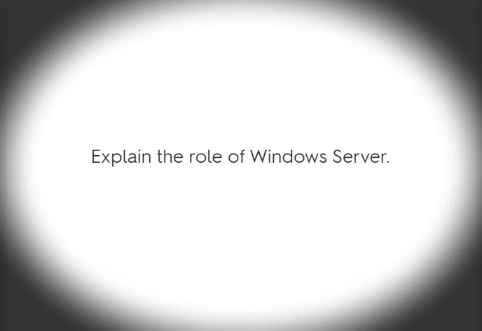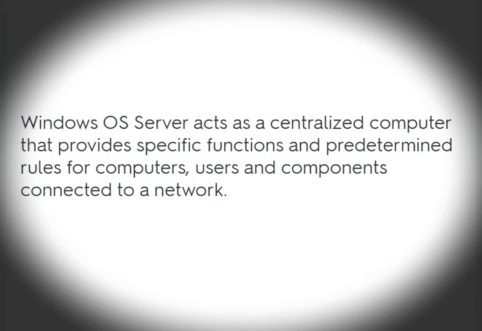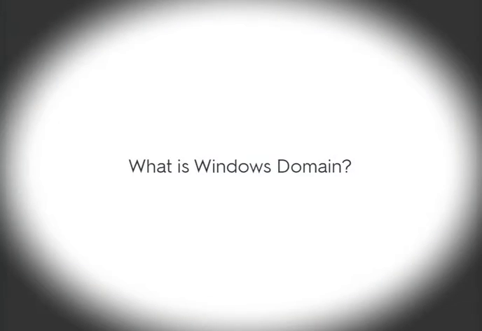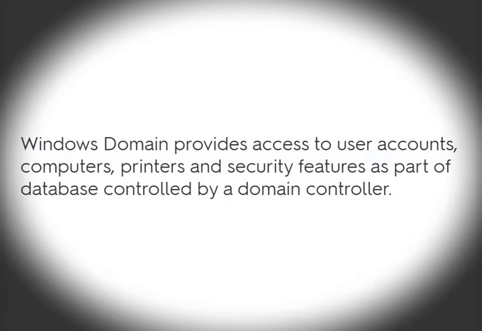Explain the role of Windows Server. Windows OS Server acts as a centralized computer that provides specific functions and predetermined rules for computers, users, and components connected to a network. What is Windows Domain? Windows Domain provides access to user accounts, computers, printers, and security features as part of a database controlled by a domain controller.